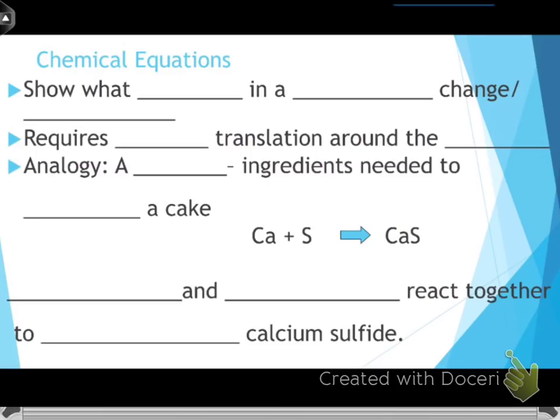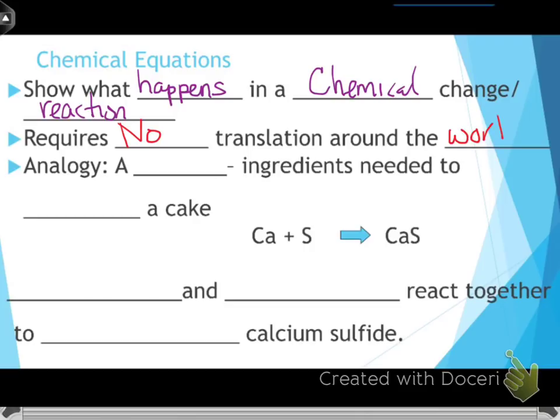All right, chemical equations. So what happens in a chemical reaction or change? It shows what happens in a chemical change or reaction. It requires no translation around the world. It's like a recipe. Ingredients need to produce a cake. We've talked about this when we talked about photosynthesis, that the stuff that you have as your reactants produce a product in the end.